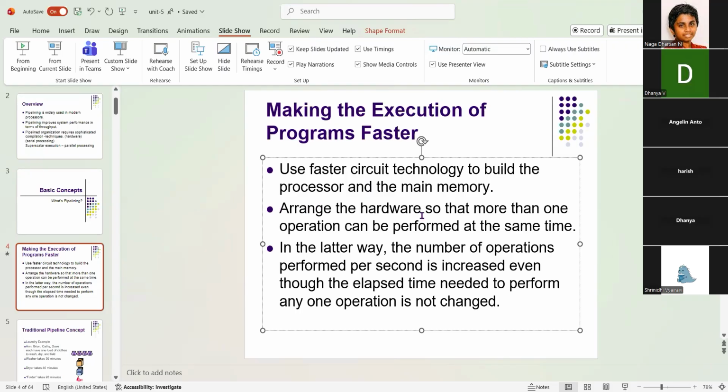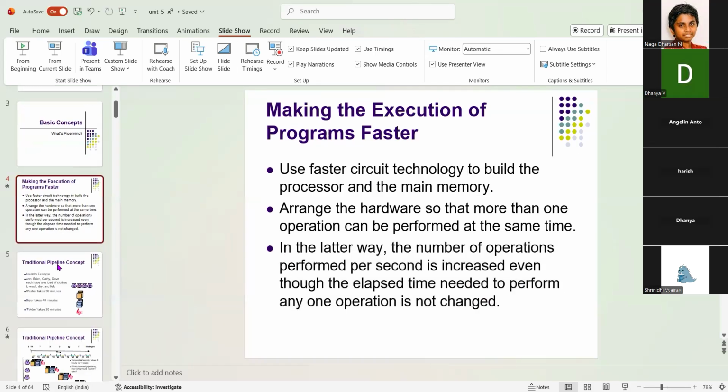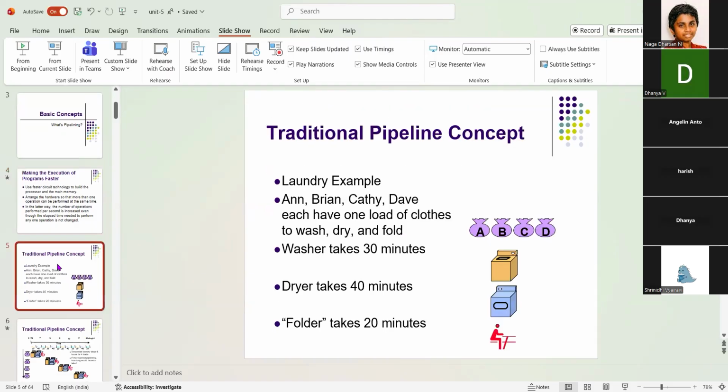Then you have to arrange the hardware so that more than one operation can be performed at the same time. This is what I said, serial processing, right? More than one operation performed at the same time. We'll come back to this point later after we deal with a very small example, so we can intuitively understand every point. You need not memorize whatever this is. This is a very famous example.